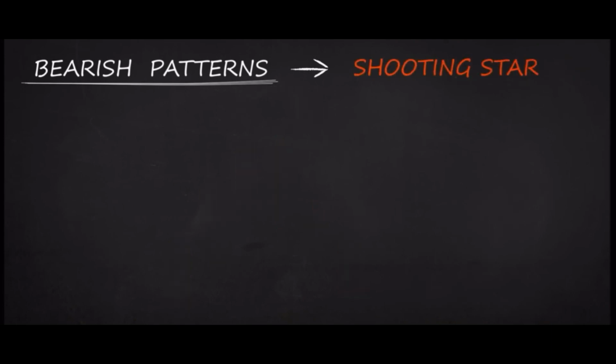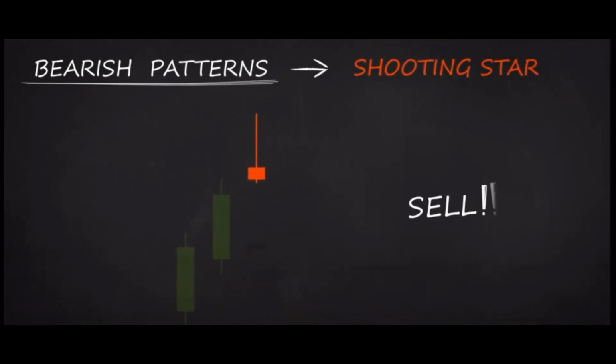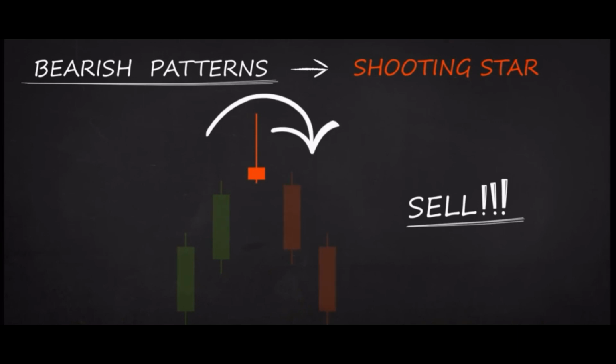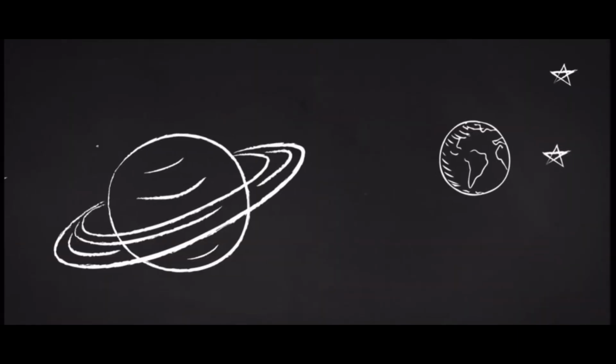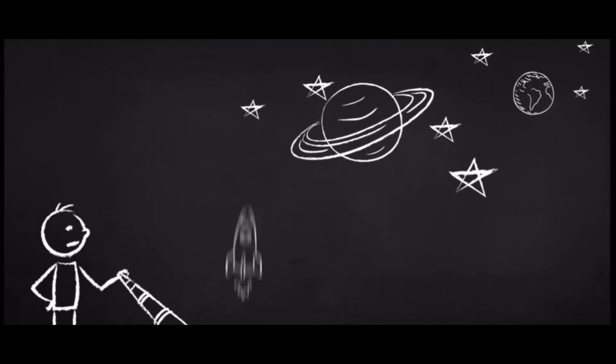Shooting star. The shooting star is a red candlestick with a small body, long upper shadow and a short lower one. When it appears at the end of an uptrend, it shows you that you can sell, since the price, which has been rising up to that point, may start falling instead. See? Reading Japanese candlestick charts is not rocket science.